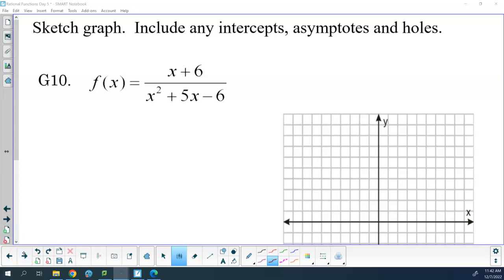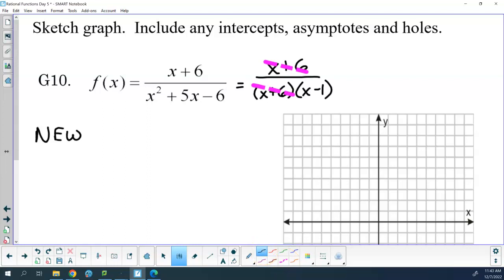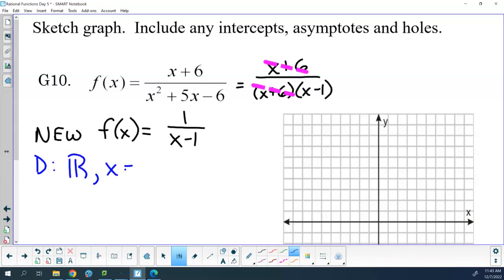I'm going to just do step 0 to make sure that everybody's on the same page, because if you do step 0 wrong, then you're going to get the rest of them wrong. So this is x plus 6 on the top, and x plus 6 and x minus 1 on the bottom. Which means the x plus 6s cancel each other out, so my new function would be 1 over x minus 1. The domain goes back to the original function, so that's all real numbers, but x cannot equal negative 6 or positive 1.